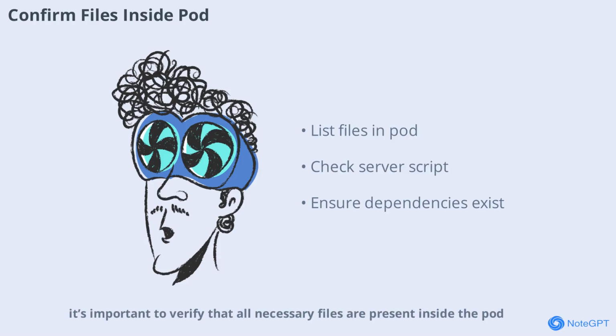pod. By running ls src in the terminal, we list the contents of the source directory. This quick check ensures that the server script and any dependencies are available and ready to execute. Confirming the presence of these files helps prevent runtime errors and guarantees a smooth server startup. Once we see all required files in place, we're ready to launch the risk agent server with confidence.